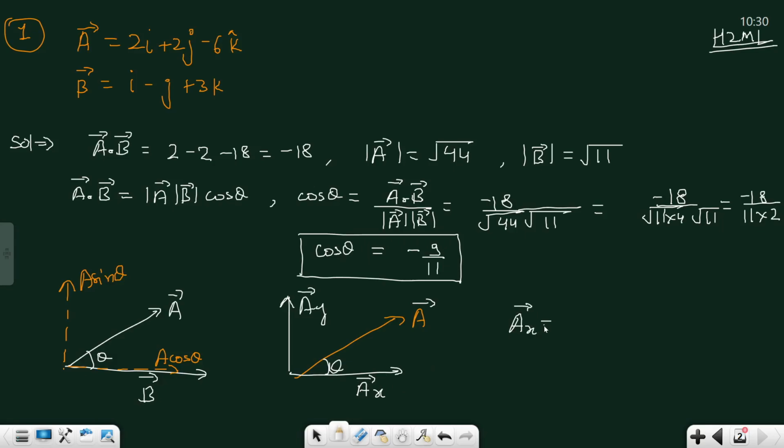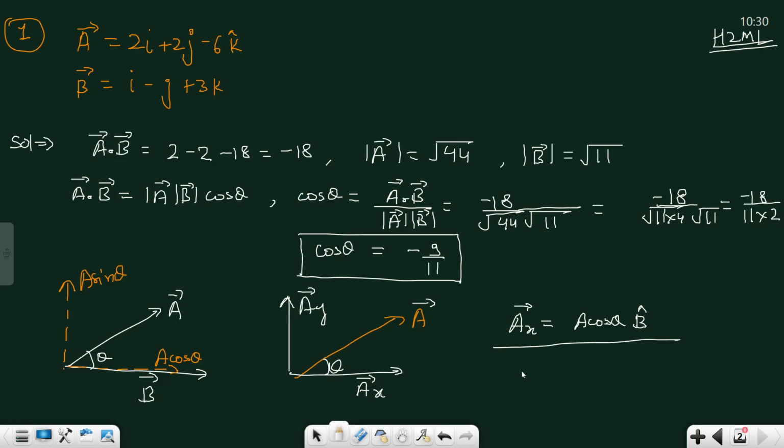AX will be, the magnitude will be A cos theta. This is the magnitude. And how will you get the direction? You just need to multiply it with the direction of B, the unit vector of B. So this will give you the projection of A on B. Is it correct?